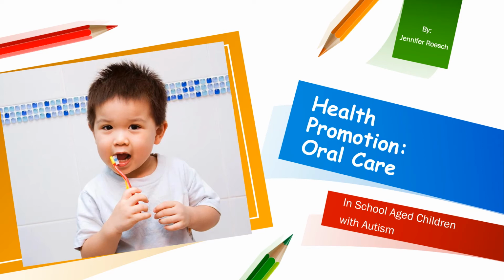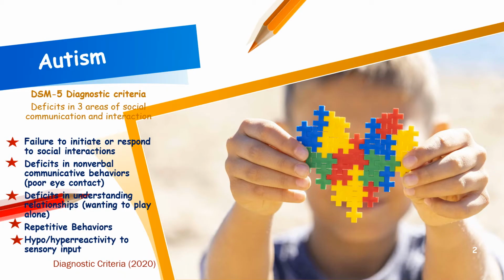For my final teaching project, I decided to focus on health promotion in school-aged children, and specifically on improving oral care in children with autism. So what is autism? According to the DSM-5 diagnostic criteria, for someone to have autism, they must have deficits in 3 areas of social communication and interaction.